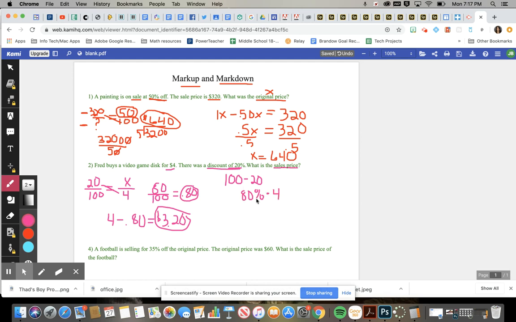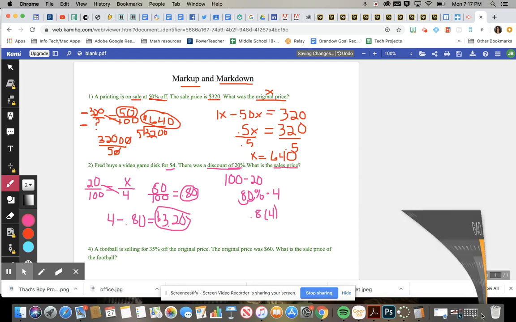And to change this, I can't take my 80% times that $4 because we can't times by percents. But what I can do is change this percent to a decimal, which would just be moving it back 2 places, so 0.8. And then I'm going to take that times the original amount, which was $4. And we should get $3.20.